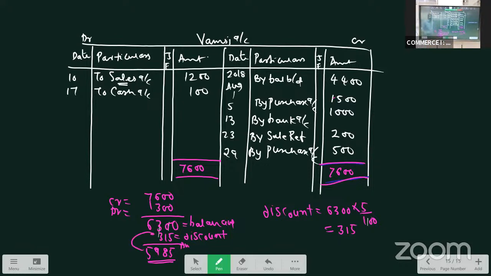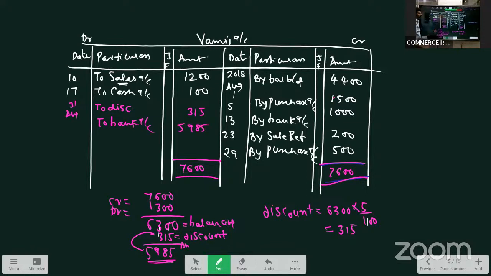Both these will be recorded on the deficit side. Which side is deficit? In this case, it is debit side, that is deficit. On 31st August, we'll write to discount 315 and then to bank, or you can write to cash also, 5,985. This is how the problem is solved. We are done.